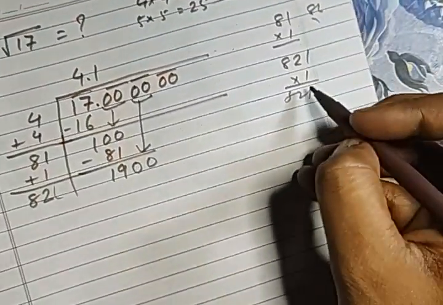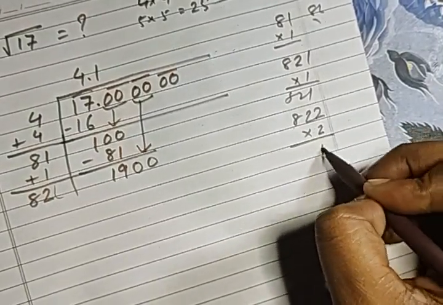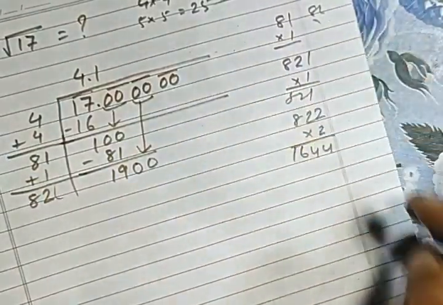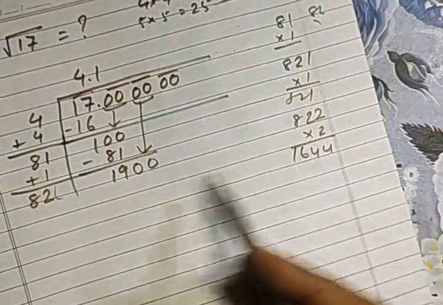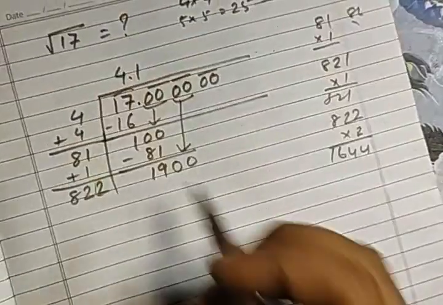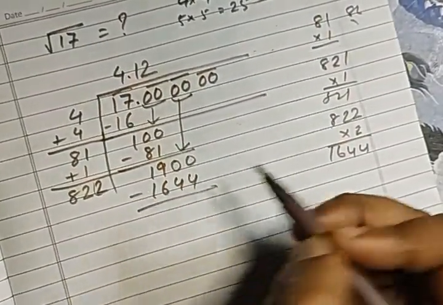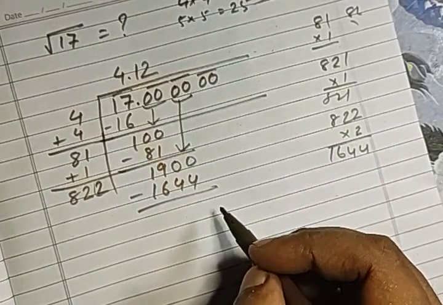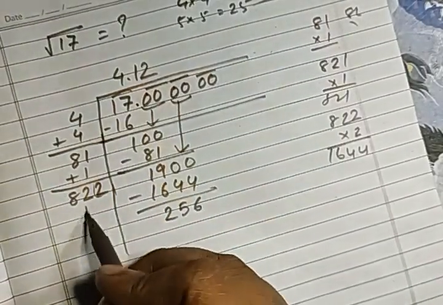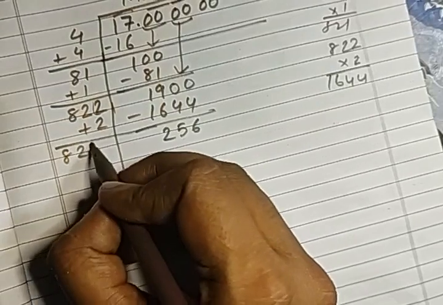Can we go a little more? Let us see, 822 twos are, 2 twos are 4, 2 twos are 4, 2 8s are 16. We cannot go more because it will pass 1900. So what will we take? 822 twos are 1644. So it comes 256 after subtraction, and since we have multiplied by 2, we have to add 2 also. So what do we get here? 824.